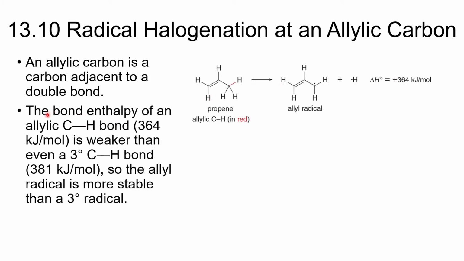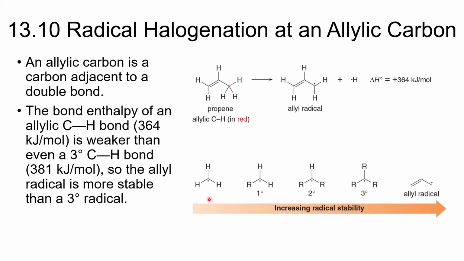So the bond enthalpy is weaker than even a tertiary carbon-hydrogen bond. So allylic radicals are more stable than even tertiary radicals. If we rewrite our list, methyl radicals are still much higher in energy, but the allylic radical is more stable than a tertiary radical. That means, particularly with bromination, we can do selective reactions at allylic positions, and that's what we're going to be talking about in this section.